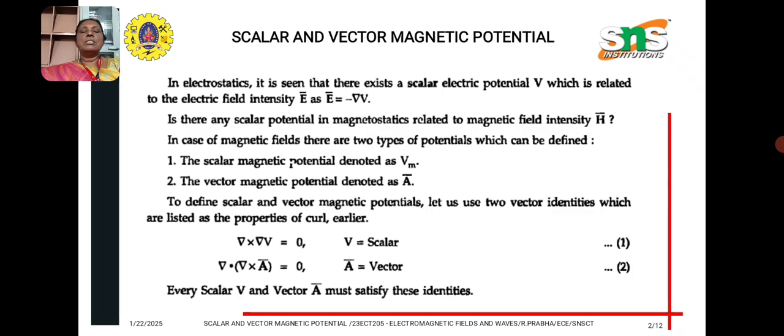So the scalar and vector magnetic potentials are defined with two vector identities, and they are obtained from the properties of curl as del cross del V is equal to 0. Here V is the scalar potential, and del dot del cross A is equal to 0. Here this A is the vector. So every scalar V and every vector A must satisfy these two relations.